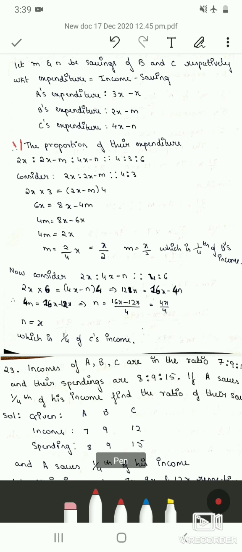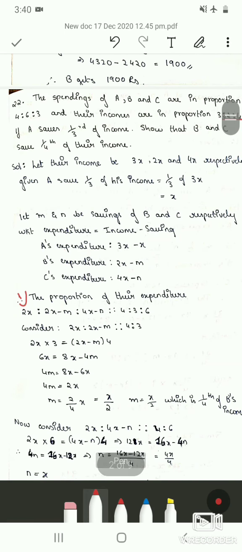So A's expenditure is 2x, B's expenditure is 2x minus M and C's expenditure is 4x minus N, and in the question they have given the proportion of expenditure, which is 4:3:6. So in the question they have given the proportion of their spendings, which is expenditure.